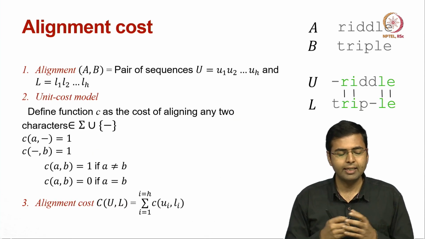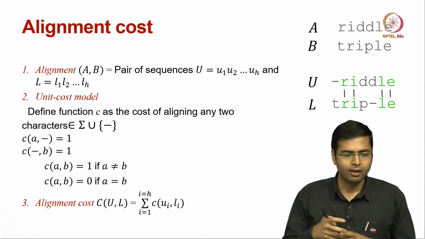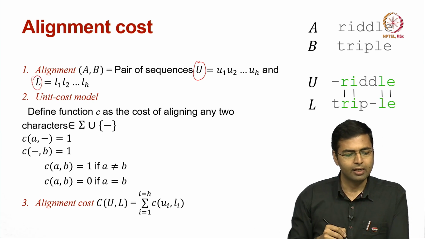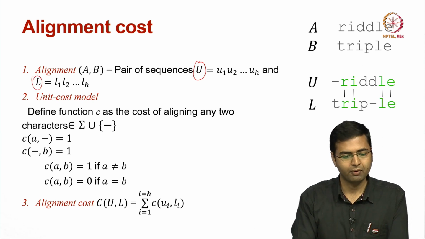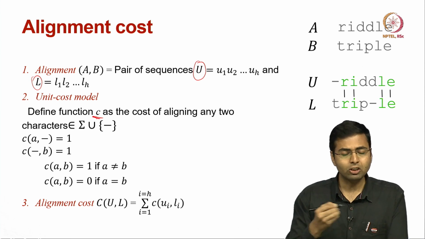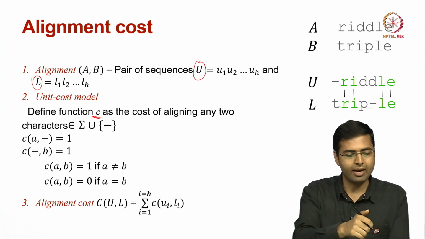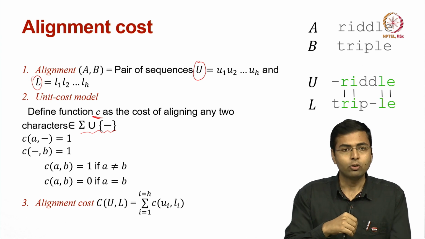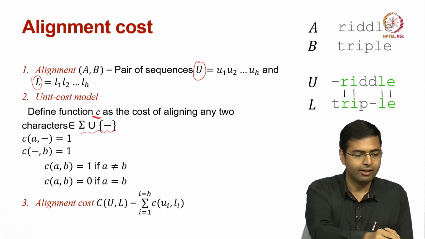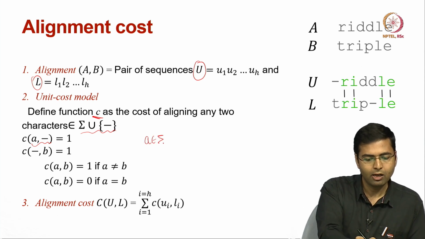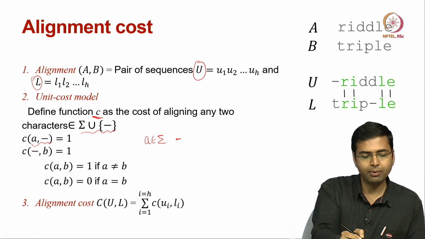So, consider the following cost model. Again, let us say we have an alignment of A and B defined as sequences U and L. Consider the unit cost model, that is, let us call a function C the cost of aligning any two characters from the alphabet sigma as well as including the dash character. So, in the unit cost model, we will say that a character aligning to a dash symbol, if a character A belongs to sigma, the cost of aligning it to a dash symbol is equal to 1.